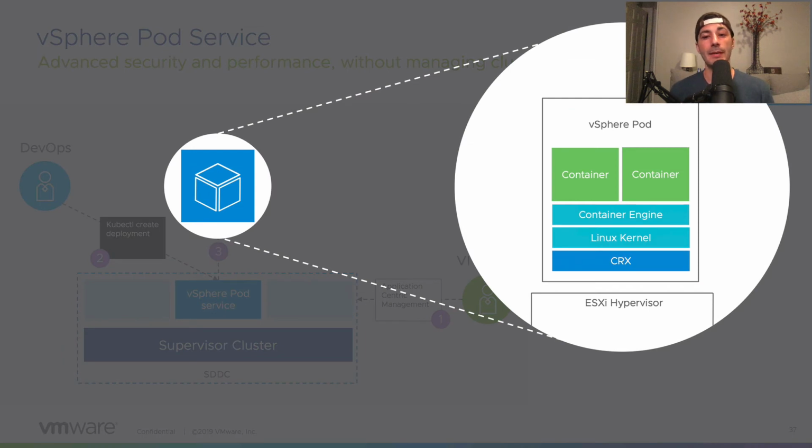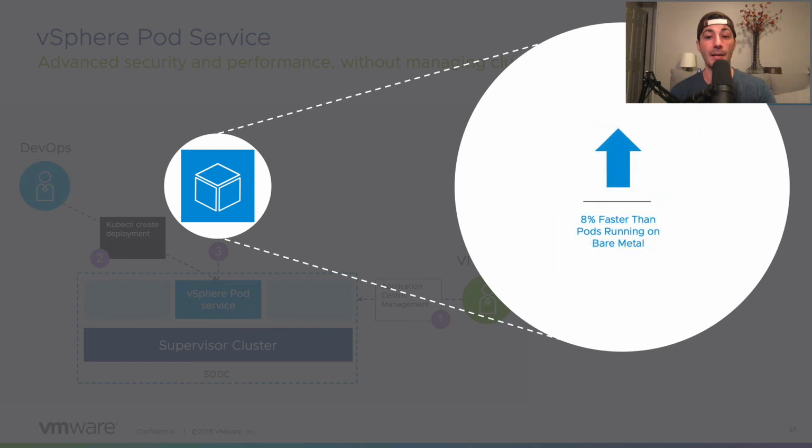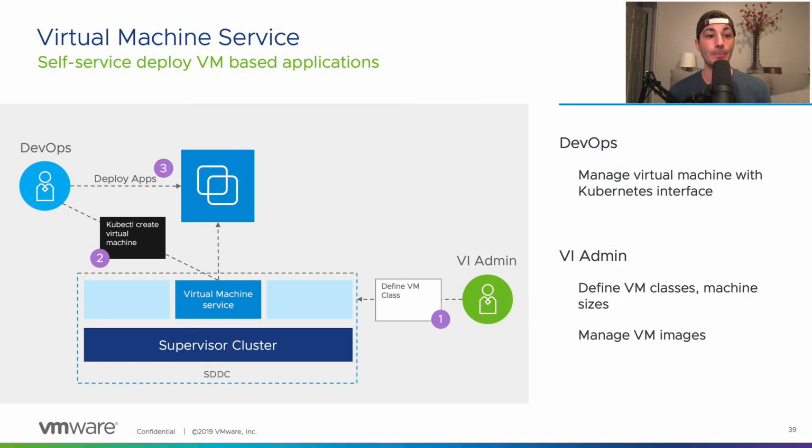So inside of this pod, this is, again, what the architecture looks like. I've got a new type of container runtime service. It's not using containerd. It's something proprietary called CRX. And within there is where we have our container engine as well as our containers that are running inside of our vSphere pod. As we had mentioned, we say that we can get up to 8% better performance than running just on bare metal alone.